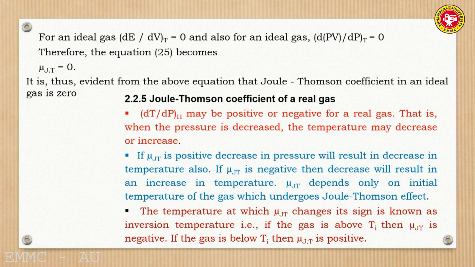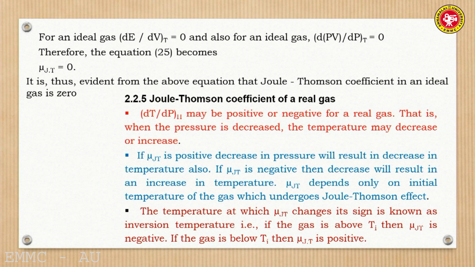Next, Joule-Thomson coefficient of a real gas. (dT/dP) at constant enthalpy may be positive or negative for a real gas. That is, when the pressure is decreased, the temperature may decrease or increase. If μJT is positive, a decrease in pressure will result in a decrease in temperature. If μJT is negative, then a decrease in pressure will result in an increase in temperature.